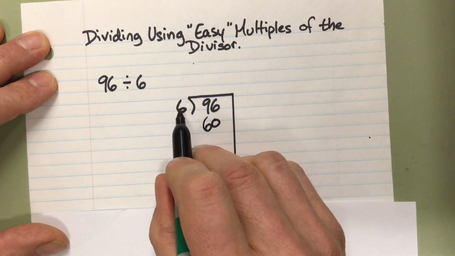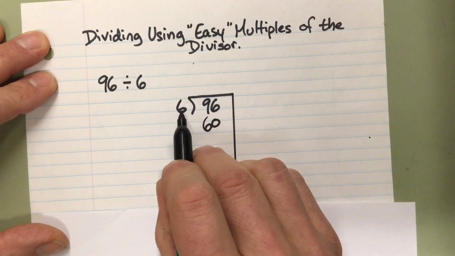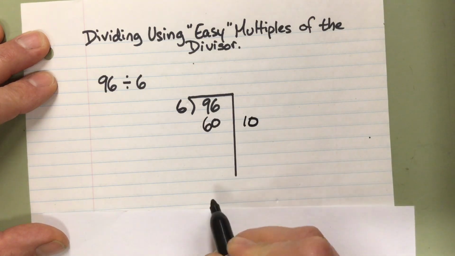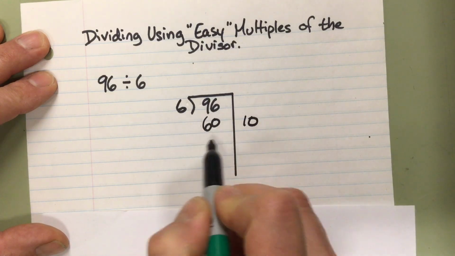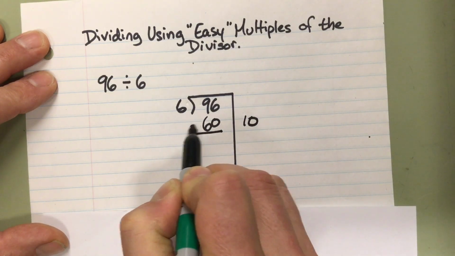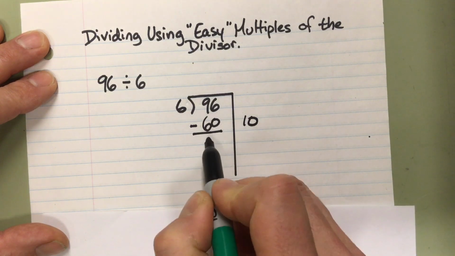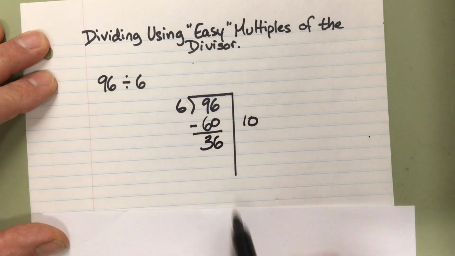And whenever I see that I'm going to multiply 6 by something, I'm going to write it over here. 6 times 10 makes 60. Draw a line over here, and I'm going to subtract 60 from 96. And I get 36.